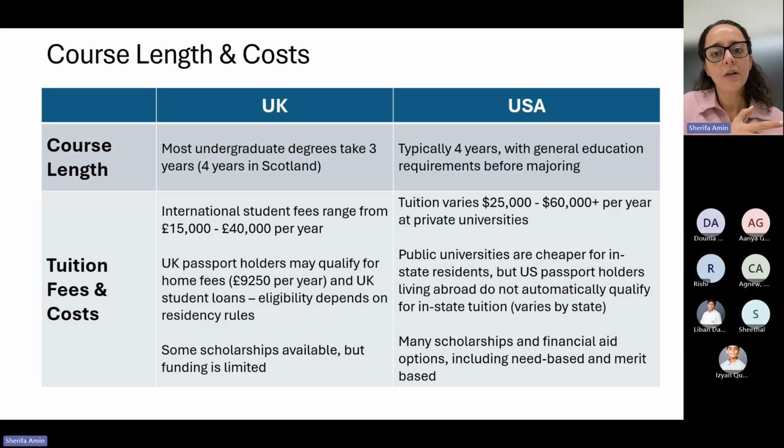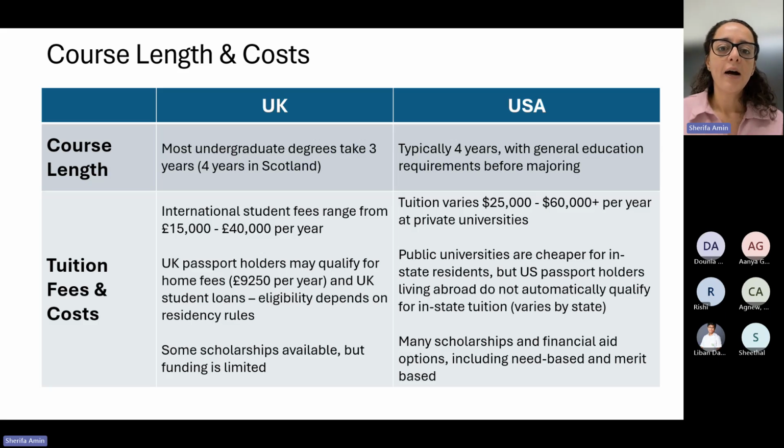Beyond tuition, it's very important to also consider the cost of living. In both countries, location matters. A student living in a bigger city like London or New York will have higher expenses than one in a smaller city. And there are other factors to take into account, such as rent, transport, and daily expenses. They can vary differently depending on where they are.